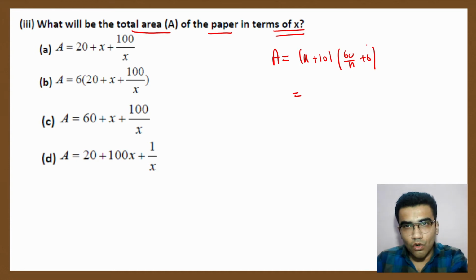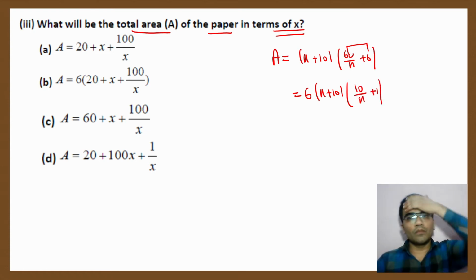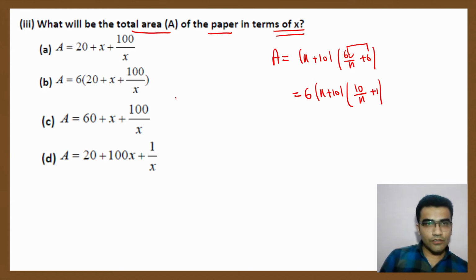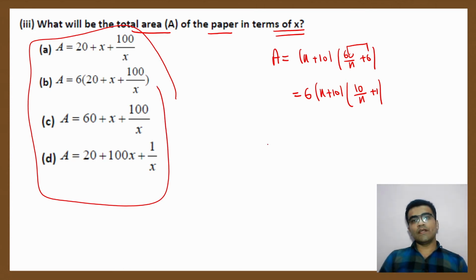Now we take 6 common from 6 and 60. So we write 6 as common, and within the bracket we write x plus 10, and in the other bracket we write 10 divided by x plus 1. We take 6 common, and you can see there is no option matching with the equation. So in order to match the given options with the equation, we multiply these two brackets.